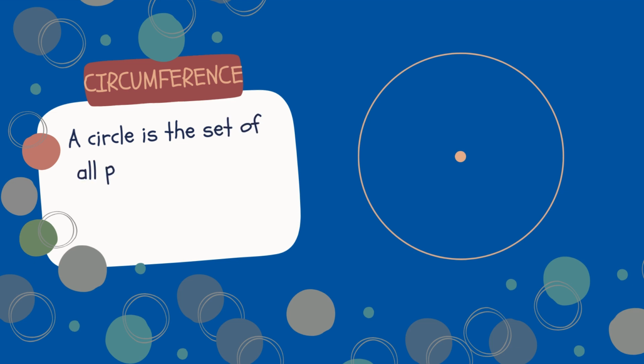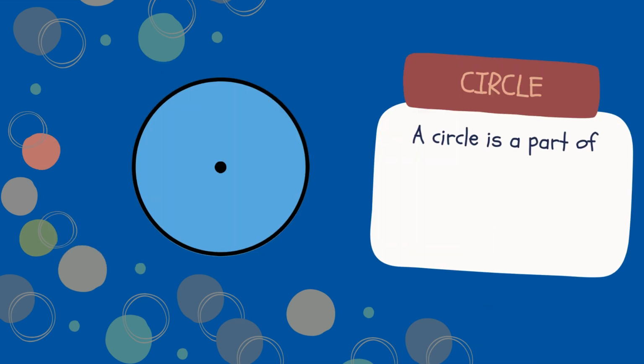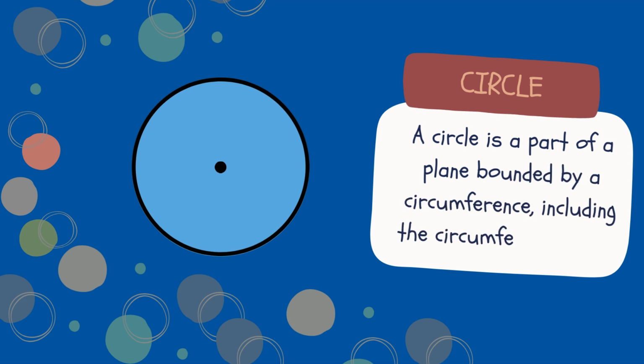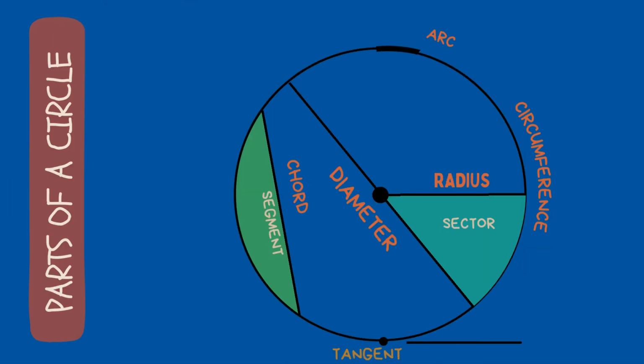Circumference. A circumference is the set of all points in the plane that are equidistant from a given point. Circle. A circle is a part of a plane bounded by a circumference, including the circumference itself. Parts of a circle. Diameter, radius, sector, chord, segment, tangent, arc, circumference.